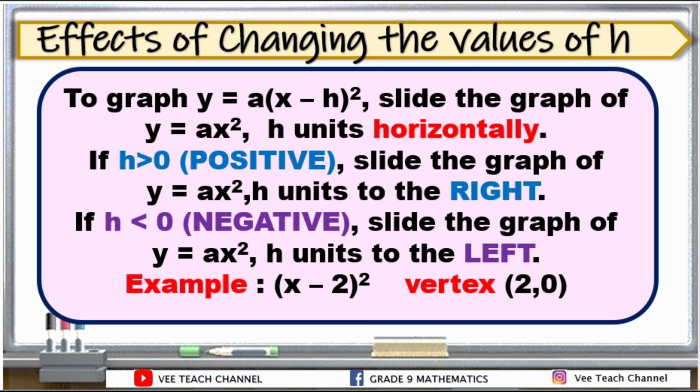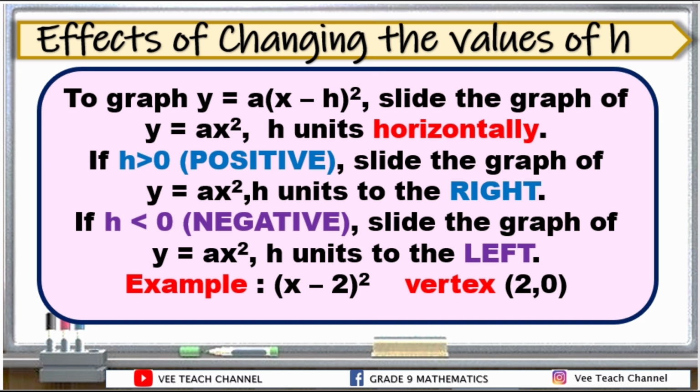To graph y is equal to a times the quantity of x minus h squared, slide the graph of y is equal to ax squared, h units horizontally. If h is greater than 0 or positive, slide the graph of y is equal to ax squared, h units to the right. If h is less than 0 or negative, slide the graph of y is equal to ax squared, h units to the left.